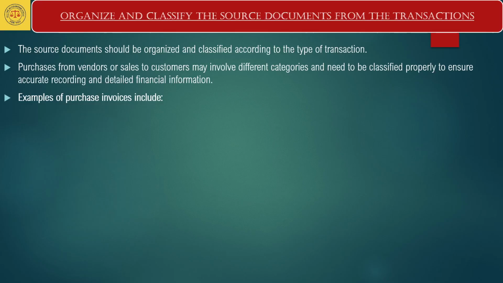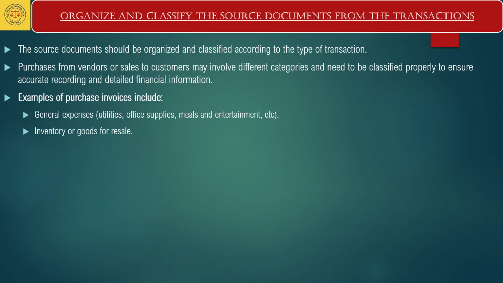Examples for purchase invoices include general expenses, inventory or goods for sale, rent, lease payments, service, assets, freight, and many others. Yeah, definitely this is just a short list, but later on we are going to learn more details, more concepts.